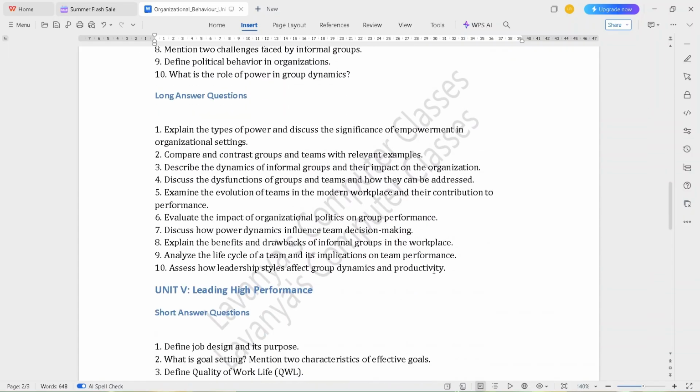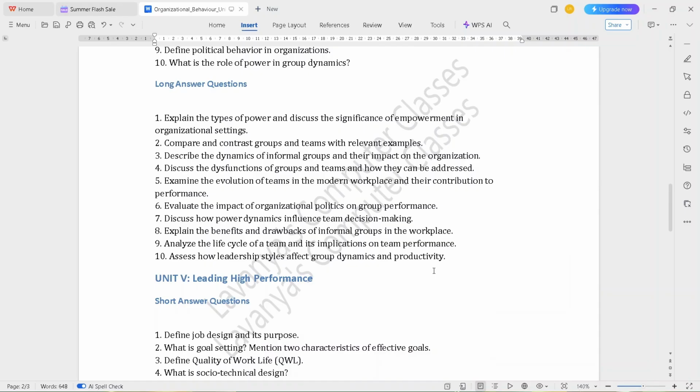The long answer questions are, explain the types of power and discuss the significance of empowerment in organizational settings. Compare and contrast groups and teams with relevant examples. Describe the dynamics of informal groups and their impact on the organization. Discuss the dysfunctions of groups and teams and how they can be addressed.